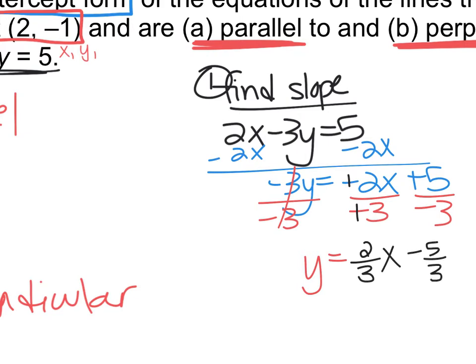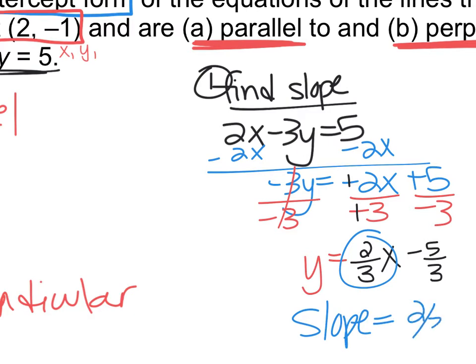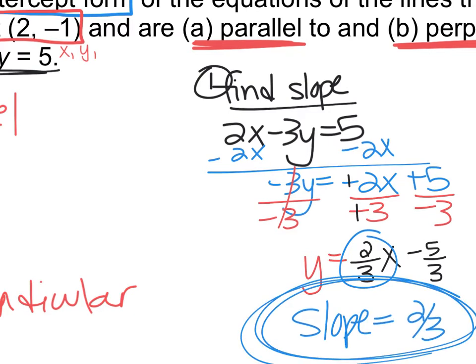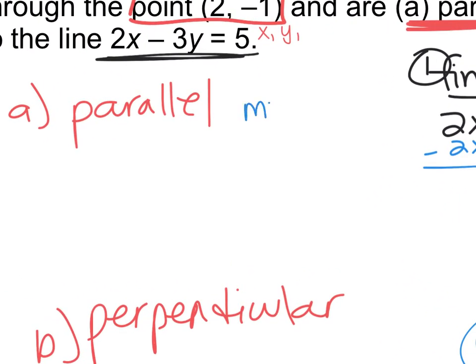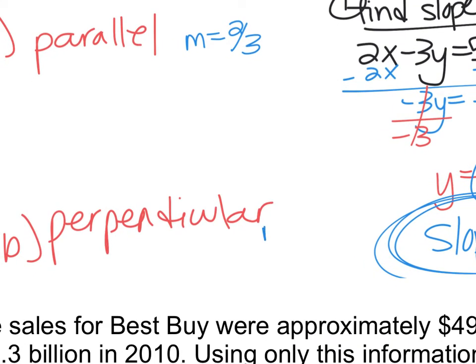Now, in this case, the y-intercept doesn't matter. We need the slope. So the slope is 2/3. That's what we're going to use. So then when we do our perpendicular and our parallel lines, we know the slope of our parallel line has to be the same. So the slope is going to be 2/3. The slope for our perpendicular line has to be the opposite, so negative, and the reciprocal. So we're going to use -3/2.